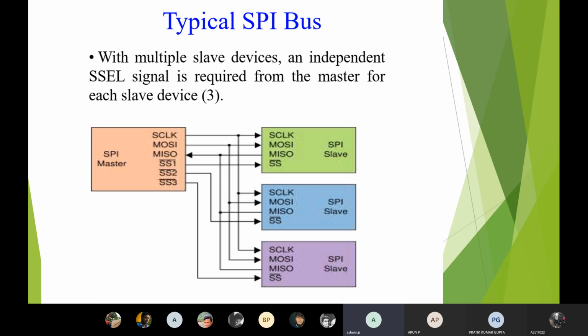So this is how the communication works. Also check how the pins are connected from master to slave. These are the typical serial peripheral interface.